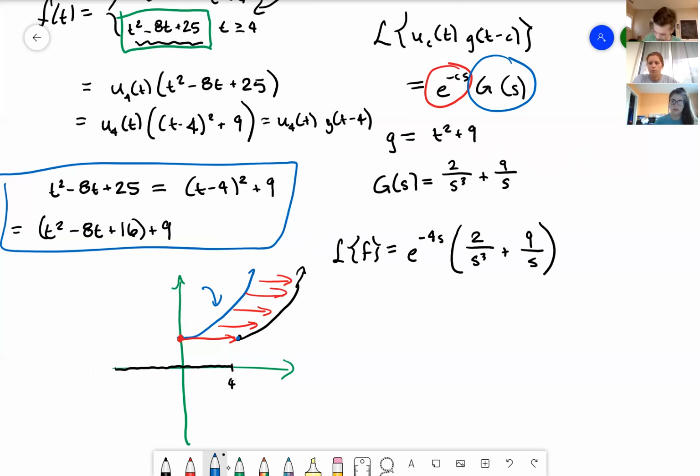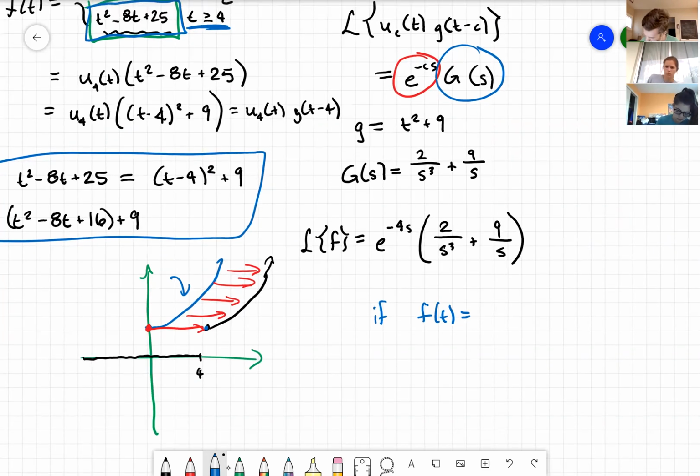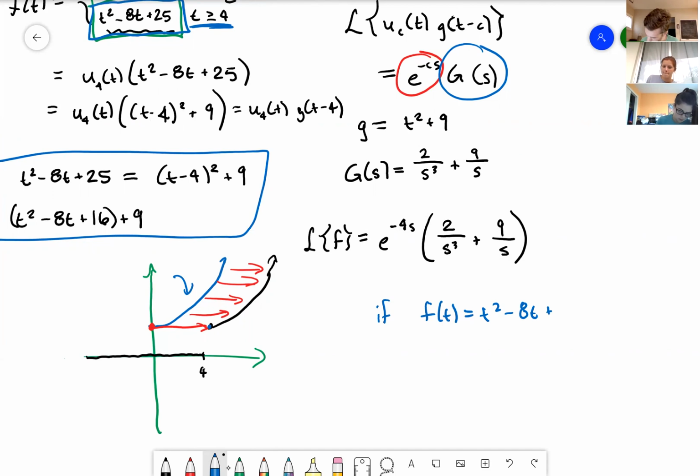And the way I did that was, this is the shifted version, right? Because it's starting at t equals 4. So I want to figure out, if f of t is t squared minus 8t plus 25, what is this equal to as g of t minus 4? What is g of t? That's what I'm trying to work backwards towards.